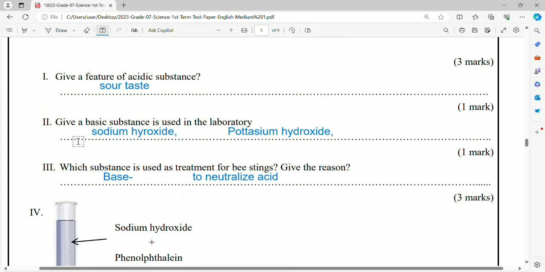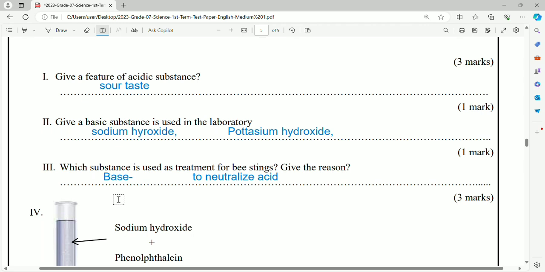Give the basic substances used in the laboratory. Sodium hydroxide and potassium hydroxide are base substances present in the science lab. And hydrochloric acid, sulfuric acid and nitric acid are the acidic substances present in the science lab. And distilled water and ethanol are neutral substances present in the science lab.